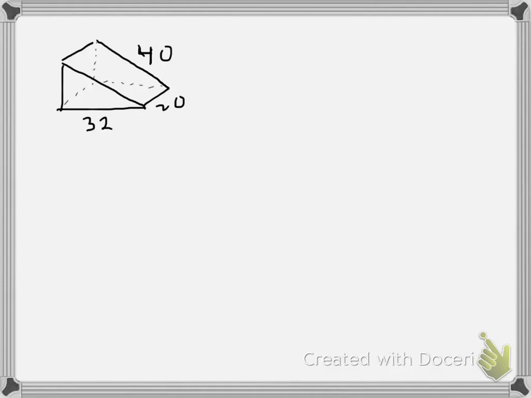This problem says find the volume of the solid. Well, this is a prism, so the volume of a prism is base area times height. And the base of this particular prism, remember the bases are two parallel shapes that are identical.